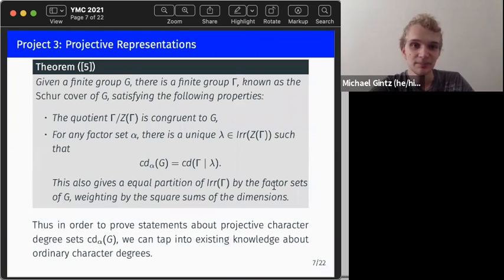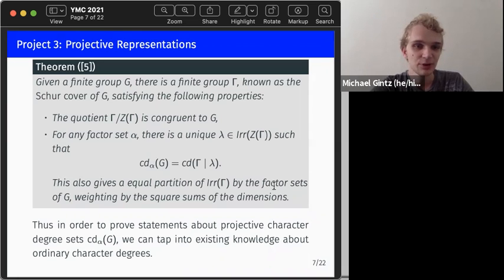Now, given a finite group G, there's some finite group Gamma, which is an extension of G known as the Schur cover, which satisfies the following. First of all, quotienting out by the center gives us the group G, which is the group we care about. And also, for any factor set alpha, there's a unique representation lambda of the center such that cd_alpha(G) is cd(Gamma|lambda). This also gives us a partition of the irreducible representations of Gamma by the factor sets of G, which actually has equal size if we weight by the sums of the squares of the dimensions.